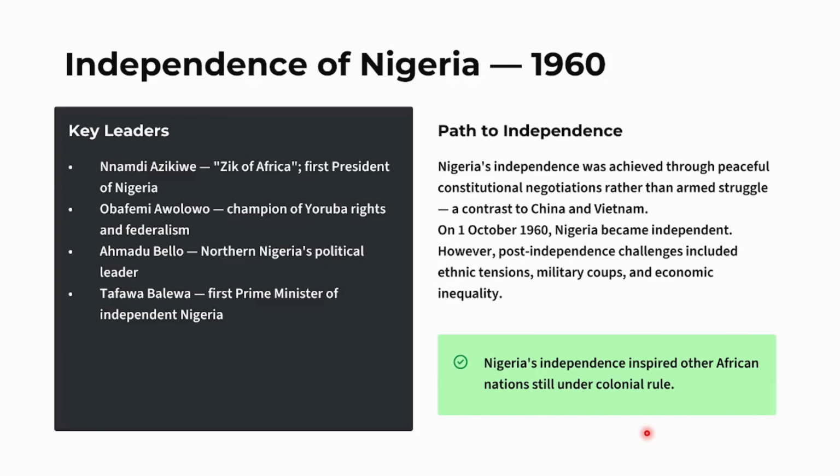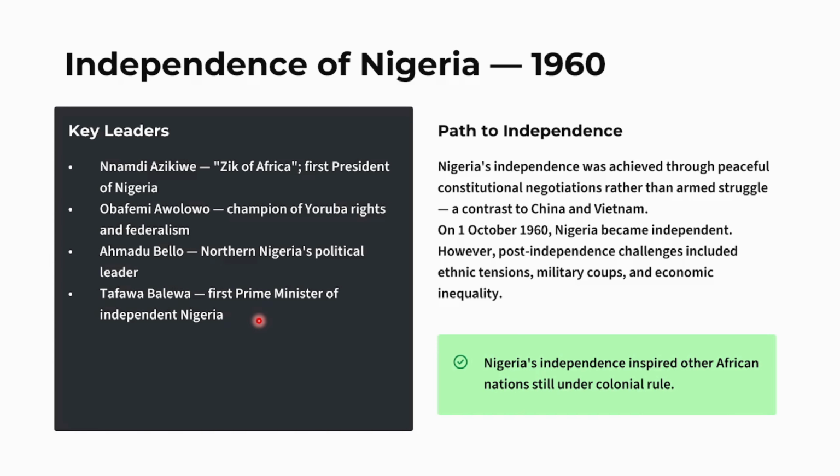Okay, so independence of Nigeria in 1960. The key leaders here: Nnamdi Azikiwe, so Zik of Africa, first president of Nigeria. So when you are writing, even though my pronunciation is not good, try to write the names, that will be helpful to you. Okay. Then Obafemi Awolowo, champion of regional rights and federalism, then Ahmadu Bello, northern Nigerian political leader, Tafawa Balewa, first Prime Minister of independent Nigeria.